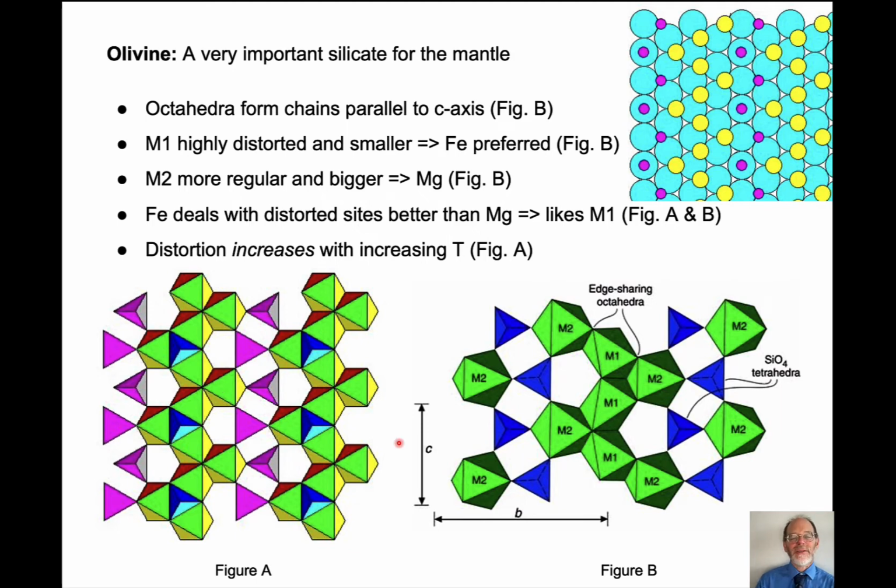And it's actually better to think of it that way because these sites all behave similarly, and these sites behave similarly, but they're slightly different from each other. And it turns out that the interior sites of these chains, they're a little more distorted and they tend to prefer iron. The silica tetrahedra connect up the different chains. So here are silica tetrahedra, one pointing up, one pointing down, that link these chains together. But the silica tetrahedra themselves are not connected, so they are isolated. So this is why olivine is an island silicate or orthosilicate.